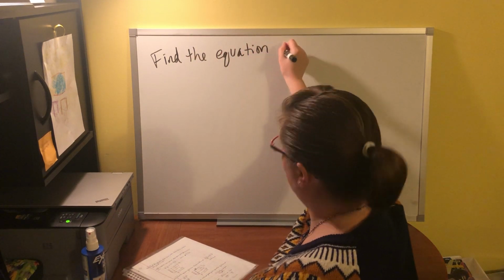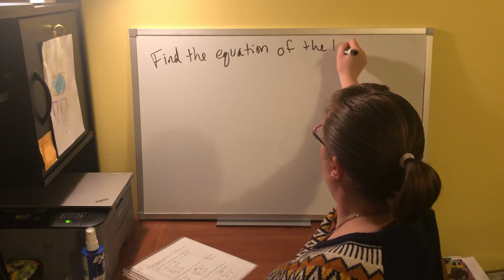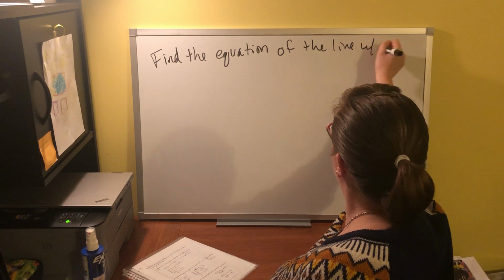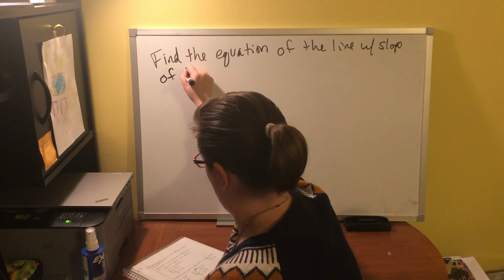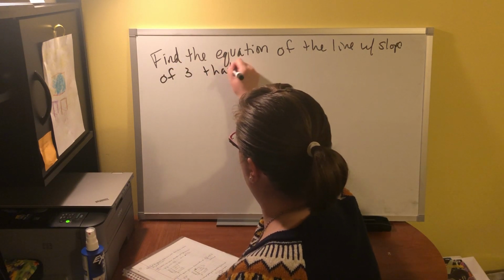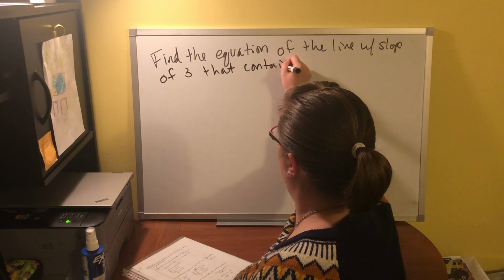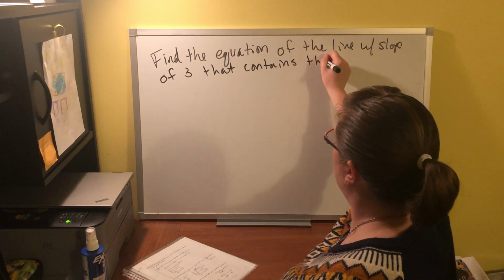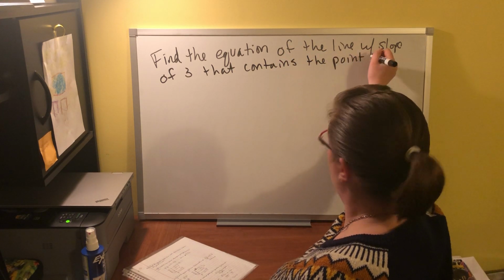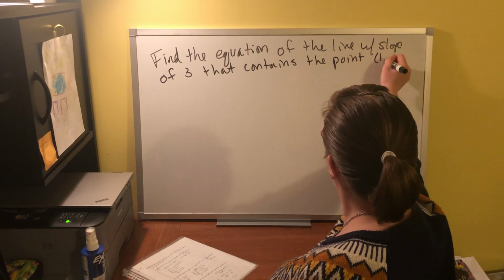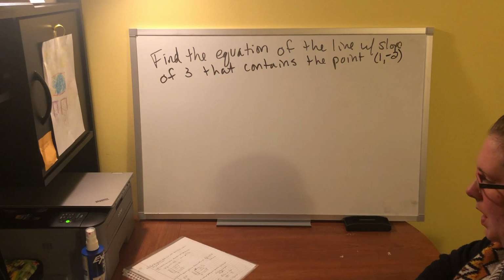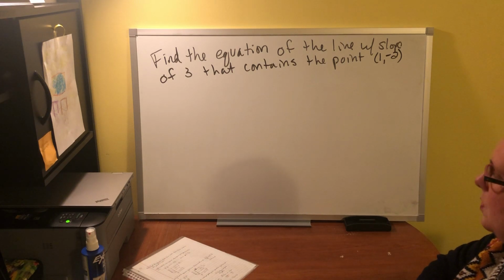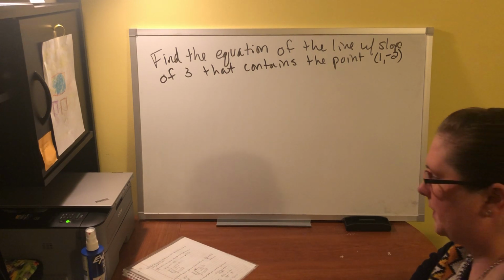Okay? All right, so the next thing they're going to ask you to do is to find the equation of the line with slope of 3 that contains the point 1, -2. Okay? Contains the point 1, -2.